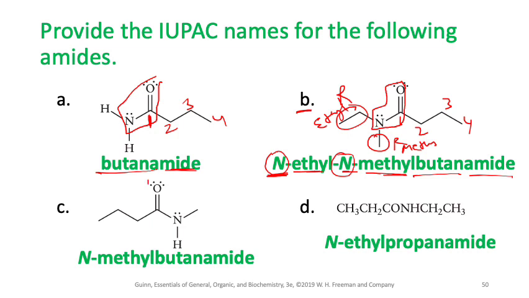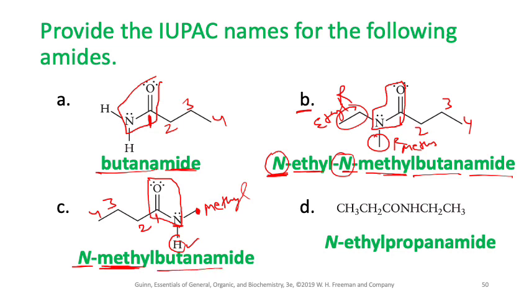Same thing over here. The time I see this amide, and on the nitrogen in the amide, one of them is hydrogen, so it's okay. But on the other bond on the nitrogen, this is what? A carbon. This is methyl. So we have to specify that on the nitrogen we have an R group, which is N-methyl. Then how many in the parent chain? 1, 2, 3, 4. Again 4, butanamide.